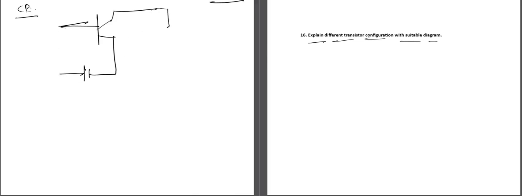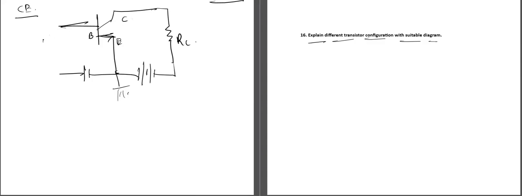Now, similarly, let us draw the diagram for the CE mode. In this section, as we can see, this is the emitter terminal, which is connected to the ground. This is the base terminal, this is the emitter terminal, and this is the collector terminal.